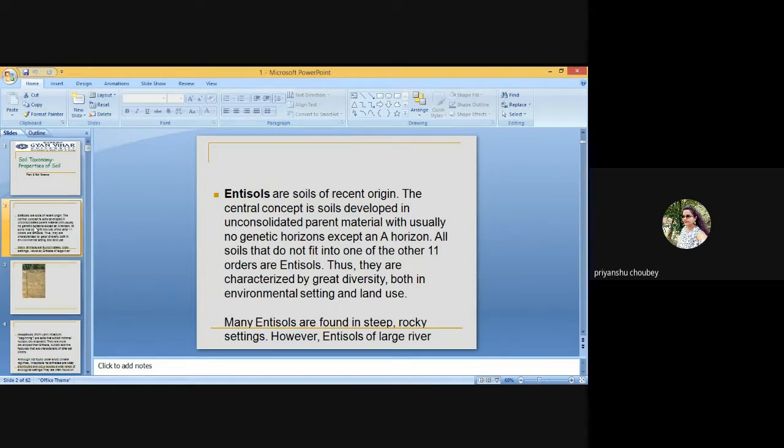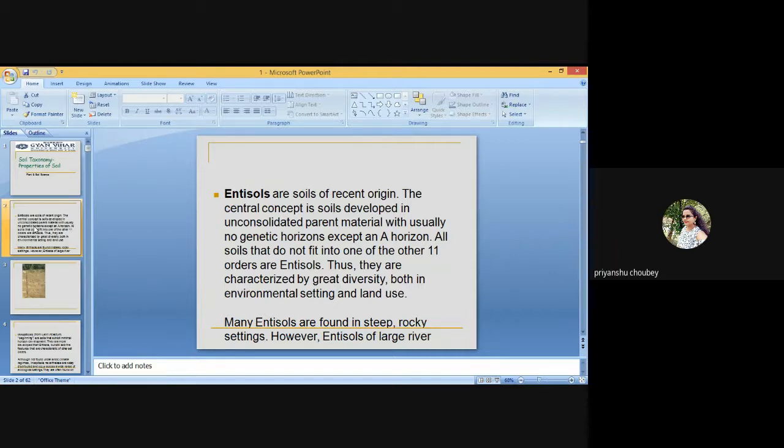The hierarchical system has six categories which can be grouped as higher and lower categories. Higher categories are order, suborder, and great groups. And lower categories are subgroups, family, series. So three lower categories and three higher categories. The various categories of soil taxonomy, along with their different characteristics.